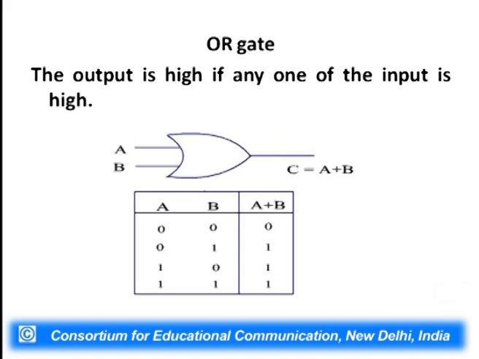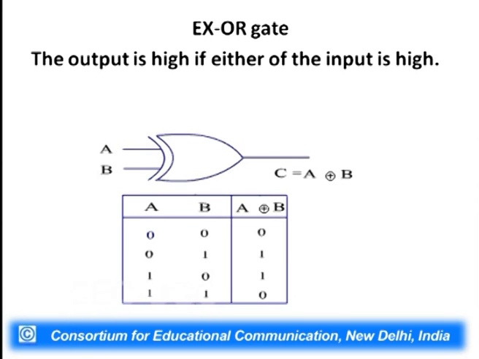Similarly, for an OR gate, the output is high whenever either of the inputs is 1. So, if it is a 0, 1 or a 1, 0 or a 1, 1, then the output will be 1, otherwise it remains a 0. The XOR gate is an exclusive OR gate which gives an output high if only one of the inputs is high. So, only in the case of 0 1 or 1 0 will it give me an output 1, else it gives me an output 0.